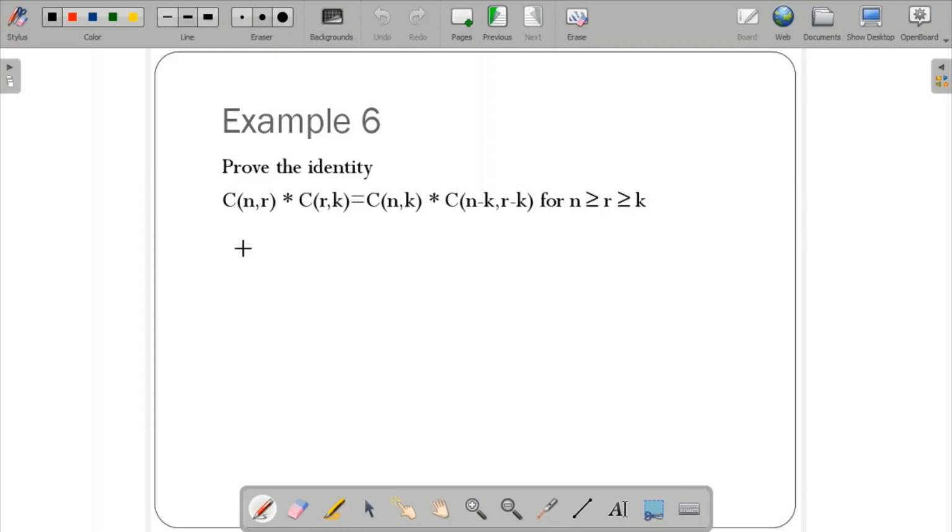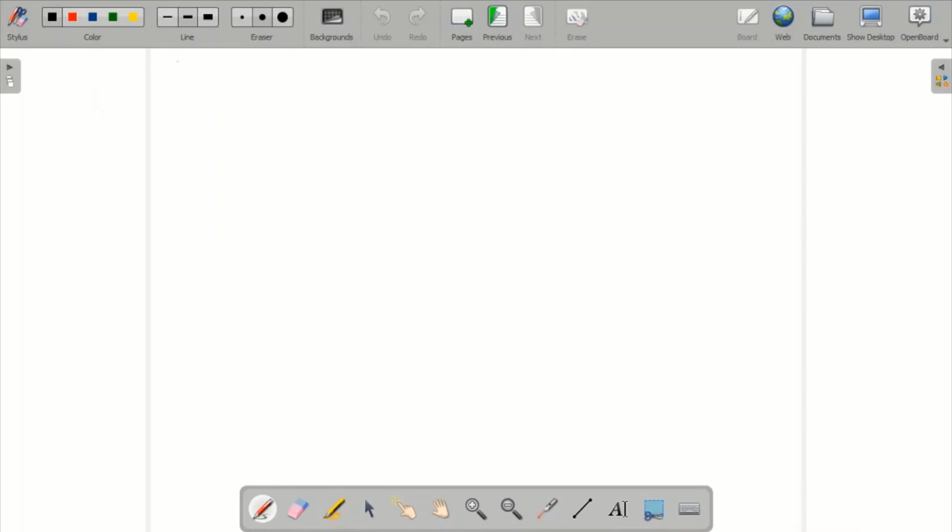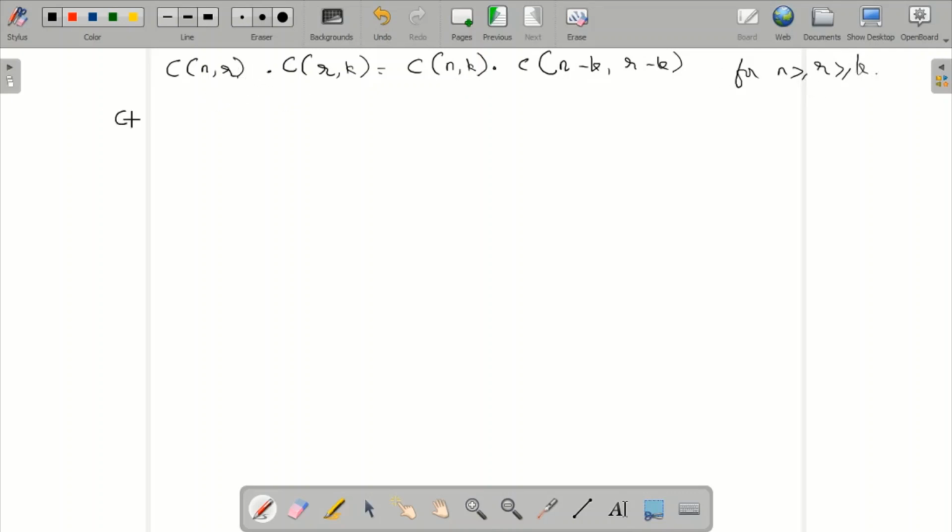So what I'll do is I'll just take the LHS again. Let us solve in the new page. So they have told that C of n comma r into C of r comma k is equal to C of n comma k into C of n minus k comma r minus k, for n greater than or equal to r greater than or equal to k. Okay. So let us solve just the left hand side of this. So C of n comma r into C of r comma k I'll solve.